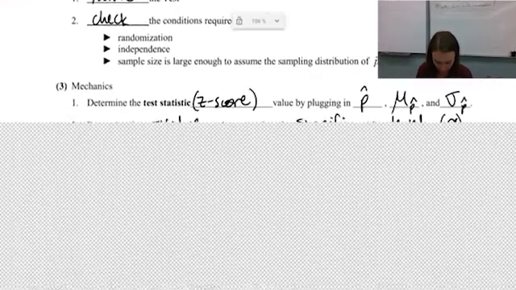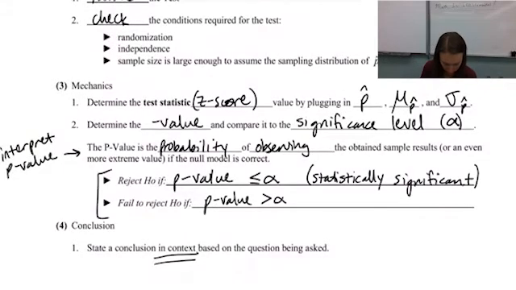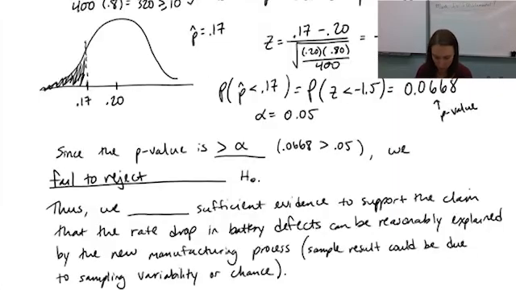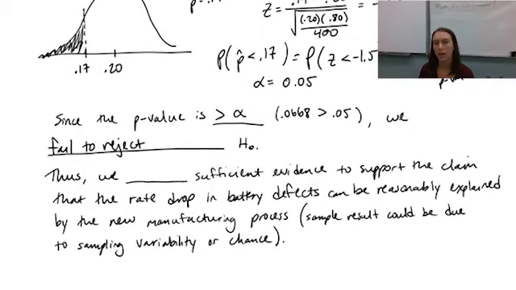On our previous page, I told you when to reject and when not to reject, these ones right there. Reject H naught if our p-value is less than or equal to alpha. Fail to reject if it's greater than alpha. So we fail to reject H naught, which means we're not rejecting H naught.